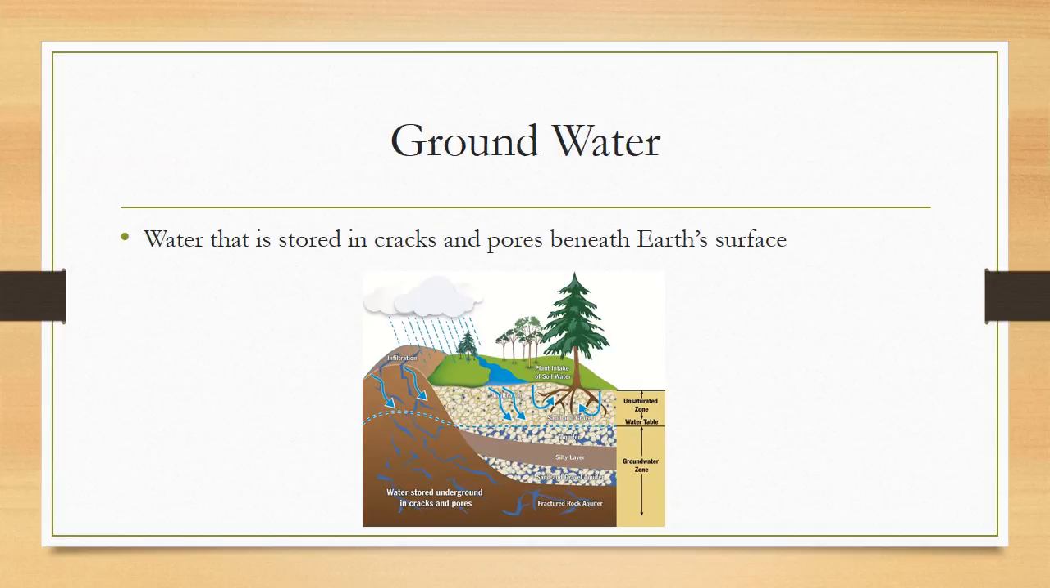Groundwater. Groundwater is water that's stored in cracks and pores beneath the Earth's surface. In the picture right below, you can see the way in which water actually goes down through the surface to end up in reservoirs underneath.